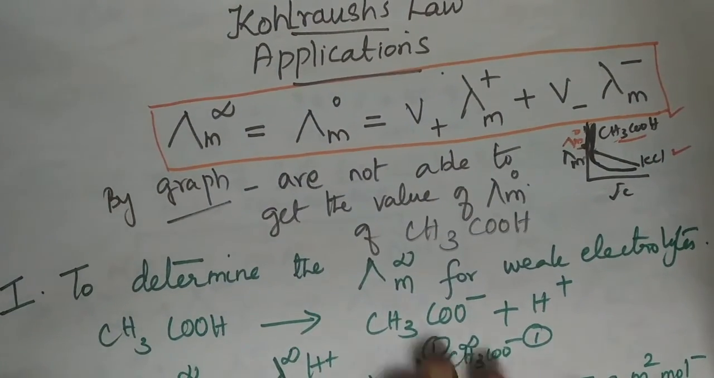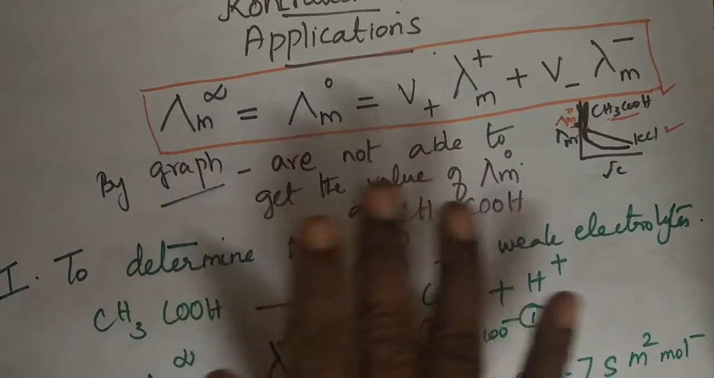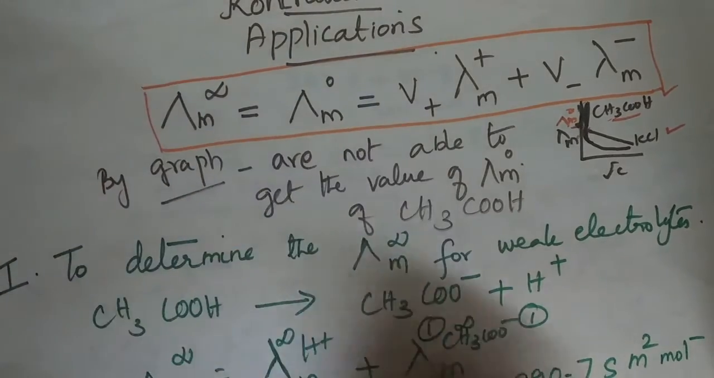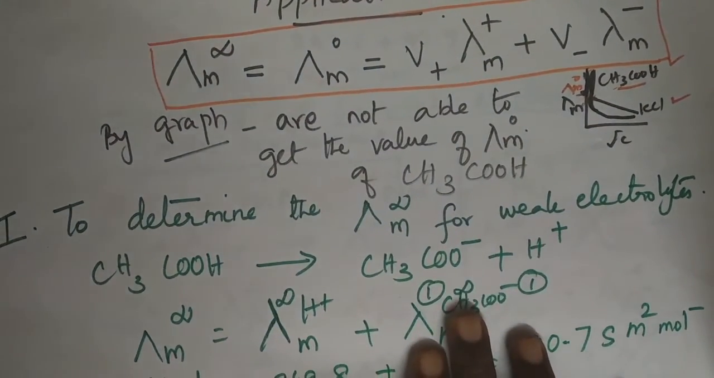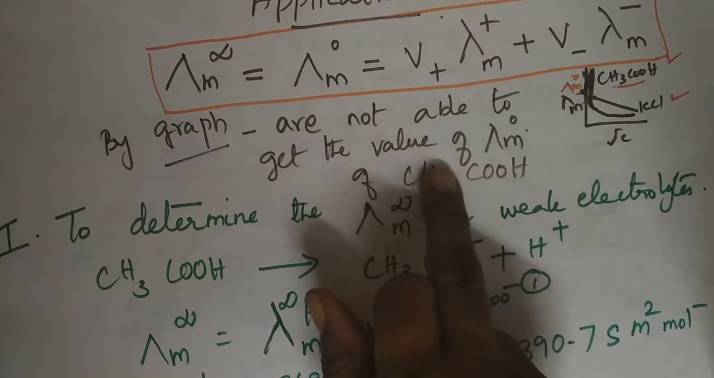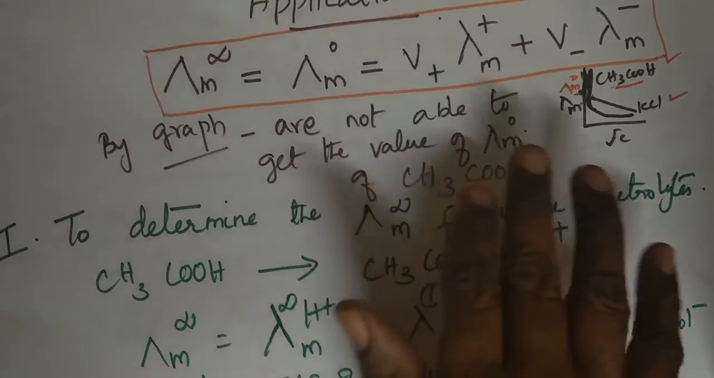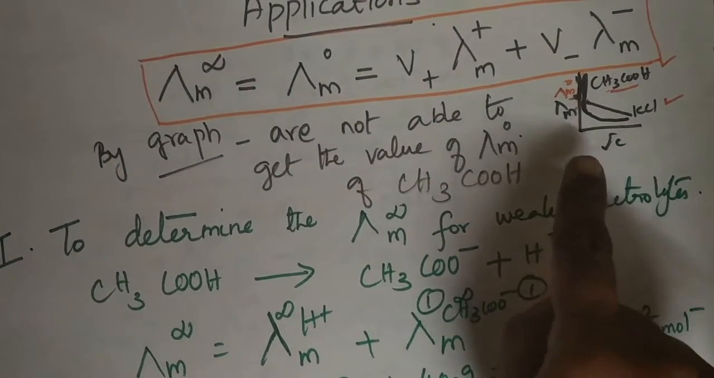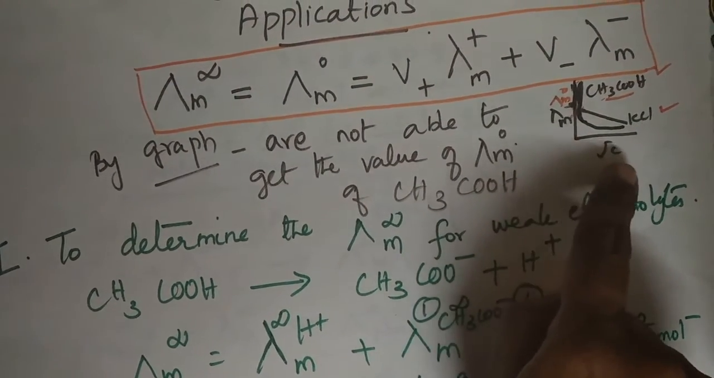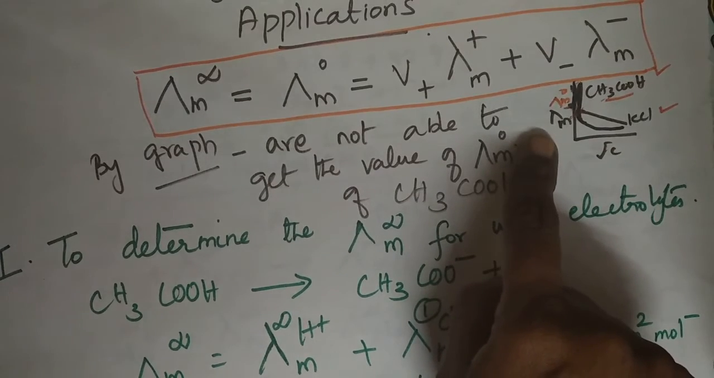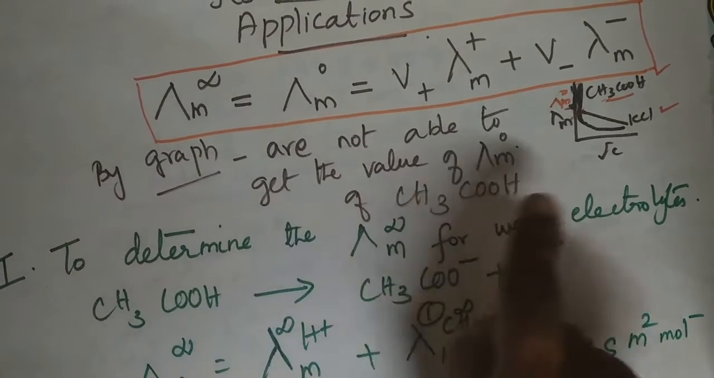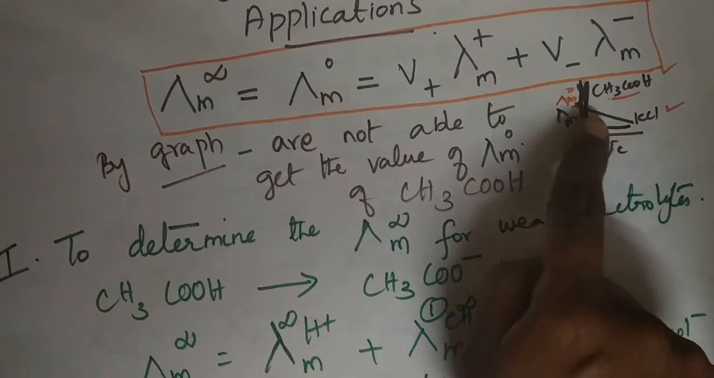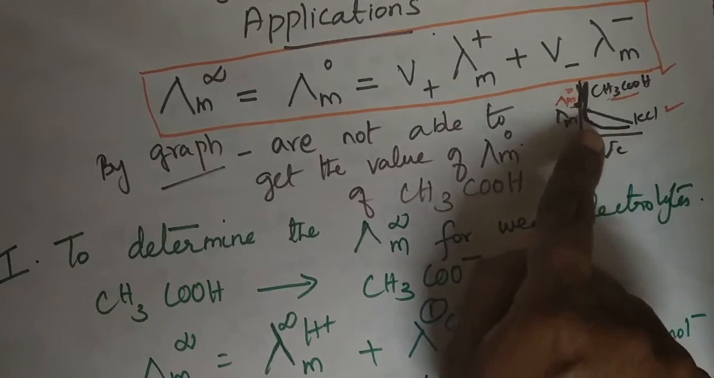By applying that formula, we can get lambda m infinity of electrolytes. For strong electrolytes it can be easily found, but for weak electrolytes it is not possible. Why? Because by the graphical method it could not be found. What is that graphical method? He plotted a graph of molar conductance against concentration. For a strong electrolyte like KCl he got a linear line, whereas for acetic acid it was a curve.